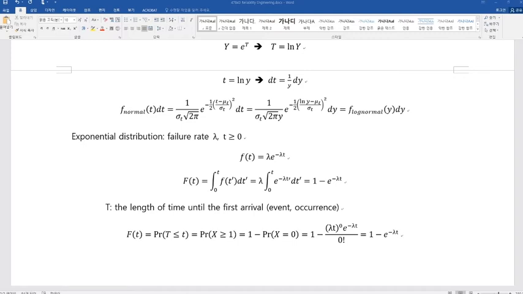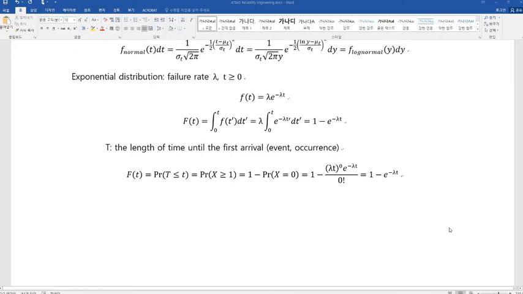I'm going to start the second half of today's lecture. In the first half of today's lecture, I introduced three continuous distributions: normal distribution, log normal distribution, and exponential distribution. And as we can see, exponential distribution is also closely related to Poisson distribution.